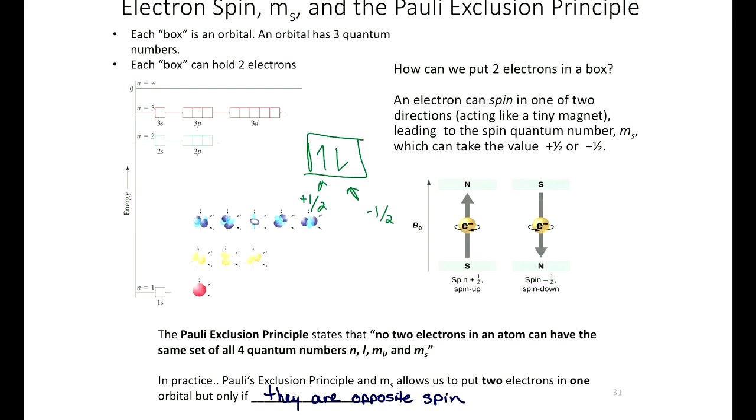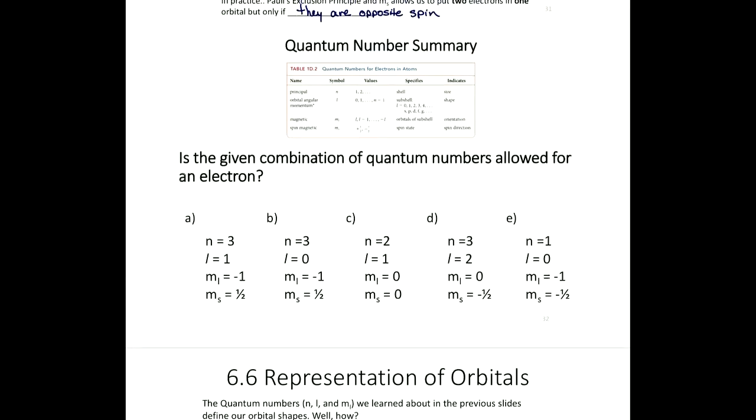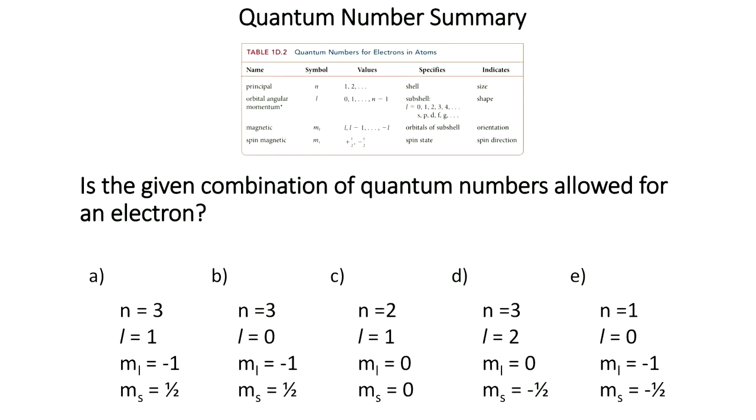It allows us to put 2 electrons in each box as long as both of them are spinning in opposite directions. So we have +1/2 and -1/2. Those are our only possible spins that we can have for a single electron. Okay. All right, so let's do some more examples before we move on with quantum numbers.